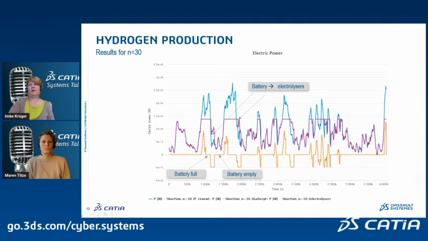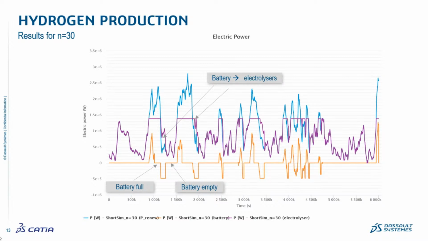And I've now simulated, as an example, 30 electrolyzers for a shorter time period to make the electric power over time a little bit more obvious. You can see in purple is the power consumed by the electrolyzer. Blue is the wind power, and in orange you can see the power that is going inside or coming from the battery. So at the beginning here we have electrolyzer and wind power running in parallel.